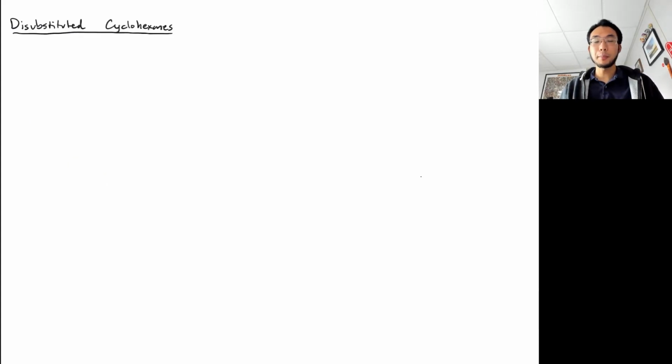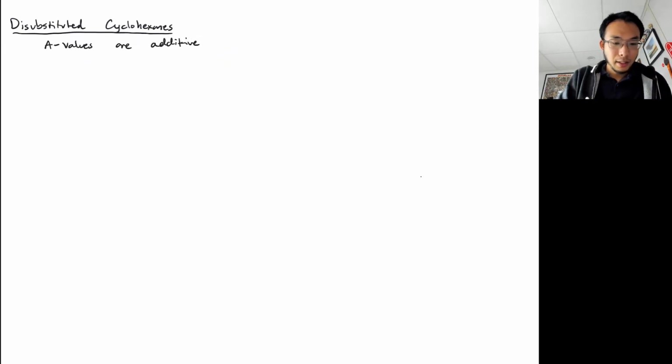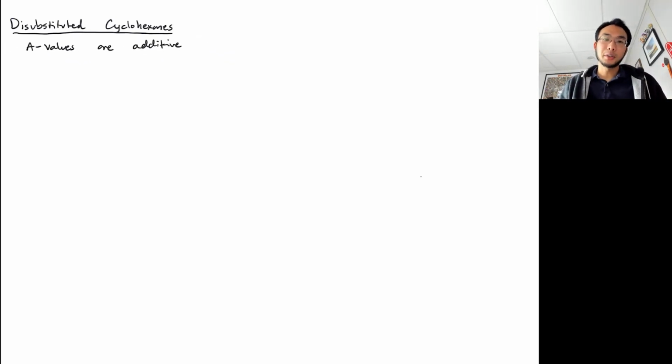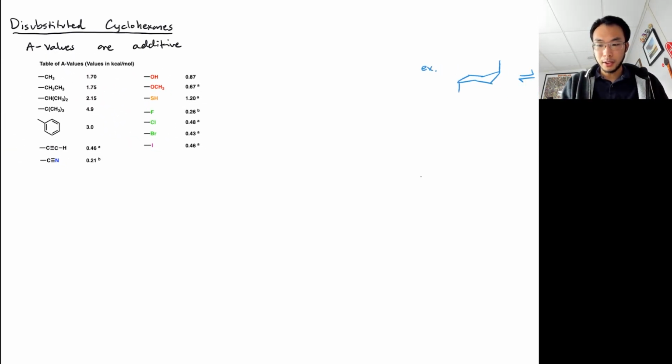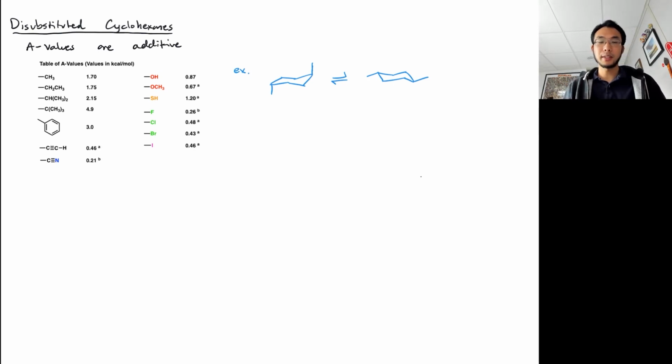Naturally, things get more complicated if there are more groups on the cyclohexane. And the A values turn out to be additive for this situation. So let me pull out the table again. And let's look at an example. So this is dimethyl cyclohexane, and I have it as the trans or anti isomer here. The way that we treat the A values is that we just add them up.